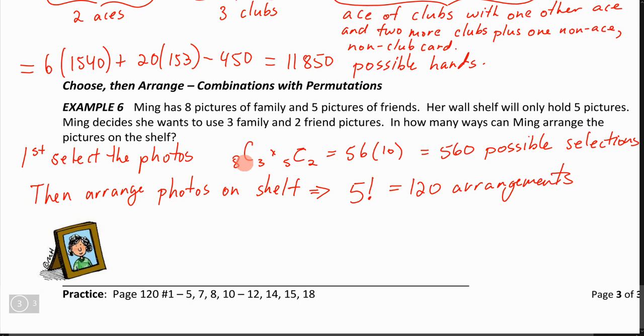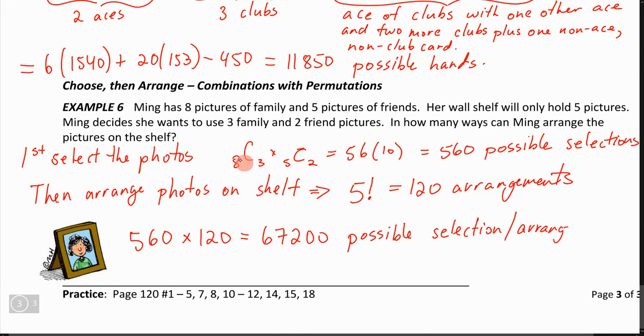So therefore, multiplicative counting, if we have 560 possible selections for the photos times 120 ways to arrange the picture frames, that will give us 67,200 possible selection and arrangement combinations. So this is an example of a type of problem where we combine combinations with permutations.